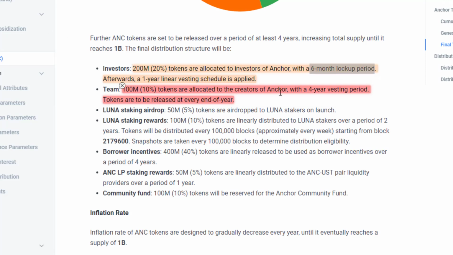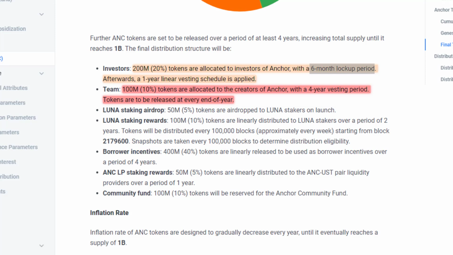The 100 million that went to the team, they're going to be put into a 4-year vesting period, which means that they're going to be able to get 25% of the tokens every year for 4 years. So that first 25 million that they're going to get, they won't be able to receive that until the end of the year. We'll see what happens, but the people who got most of the tokens, they're not going to be able to sell anytime soon.